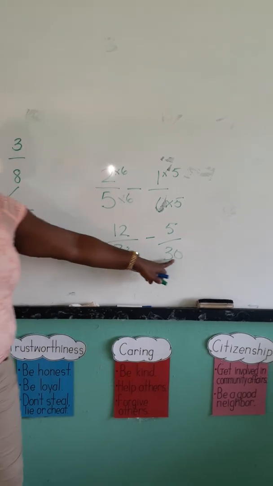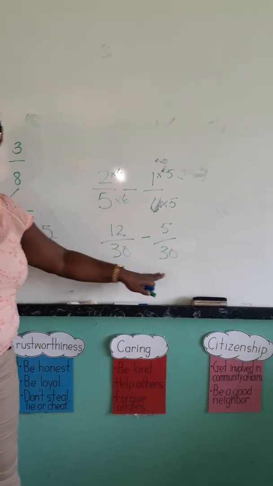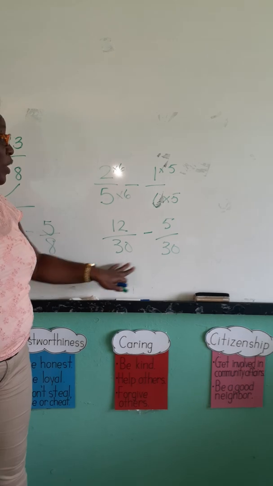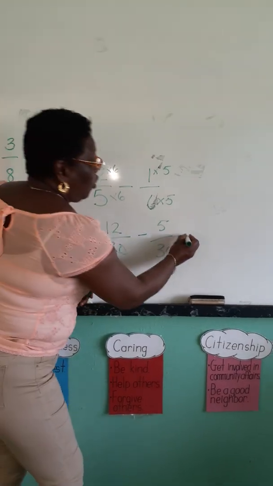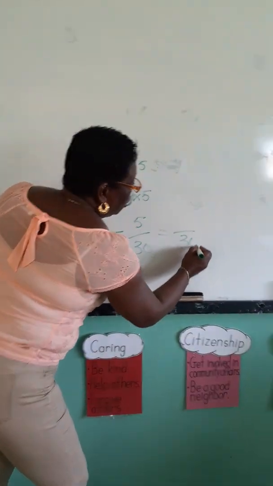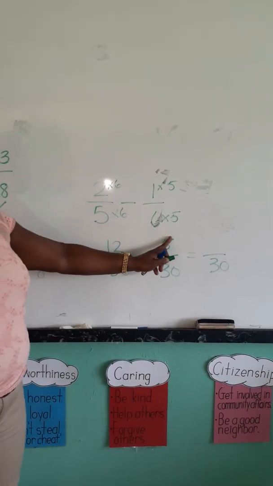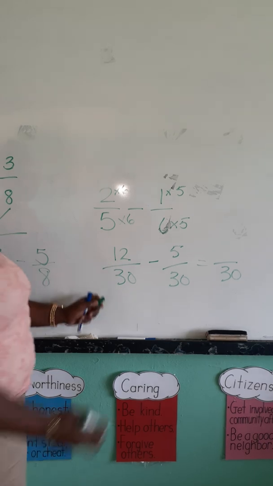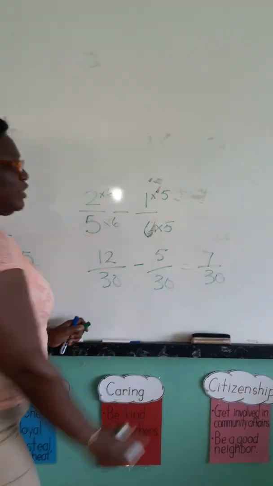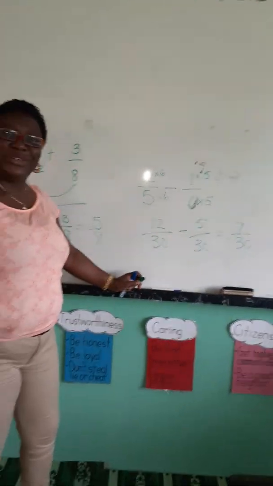The denominators are the same. It makes life easy. And so when they're the same, we know that for our answer, our denominator is 30. What do we do? Subtract the numerators. 5 from 12 is 7. Our answer is 7 over 30.